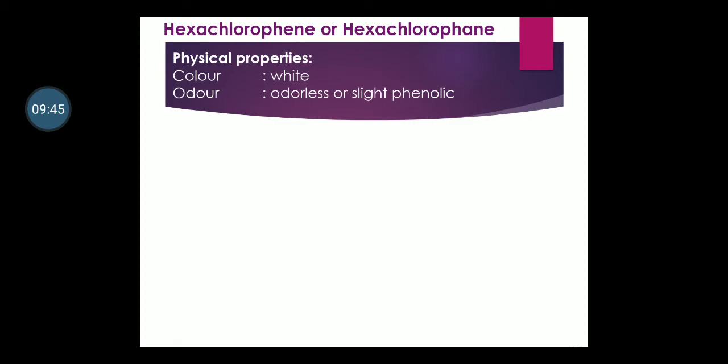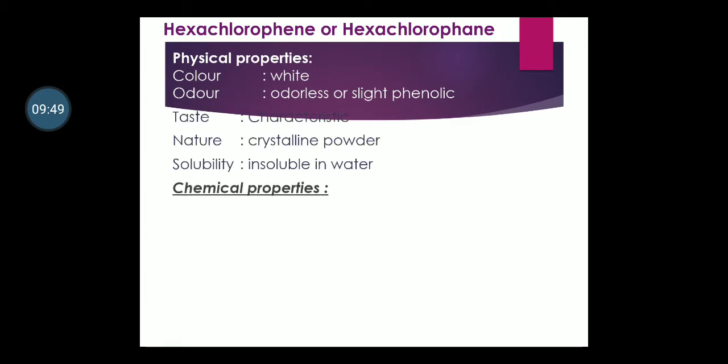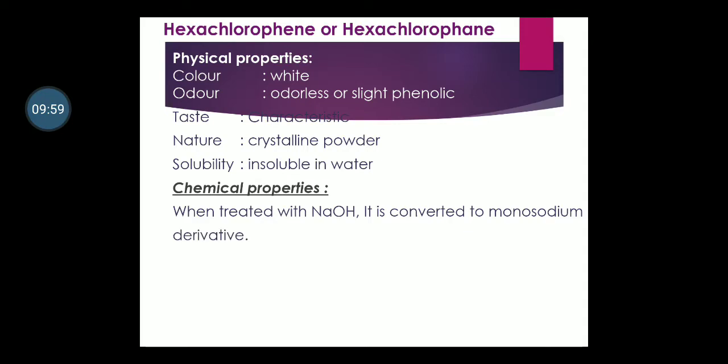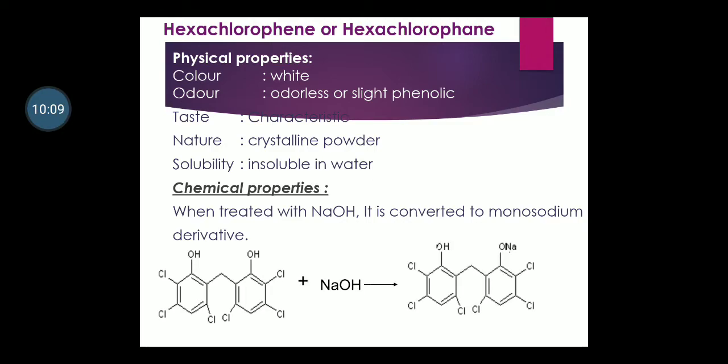Next, hexachlorophene. Hexachlorophene is a white, odorless powder with a light phenolic odor. It has a characteristic taste, is crystalline, and is insoluble in water. Next, chemical properties: when it is treated with sodium hydroxide, it is converted into a monosodium derivative. The name of the antiseptic is hexachlorophene or hexachlorophane.